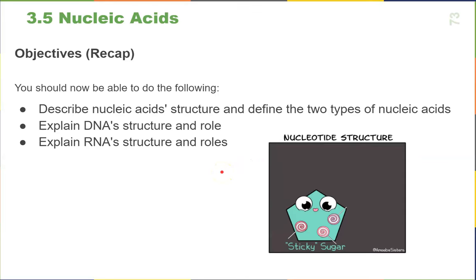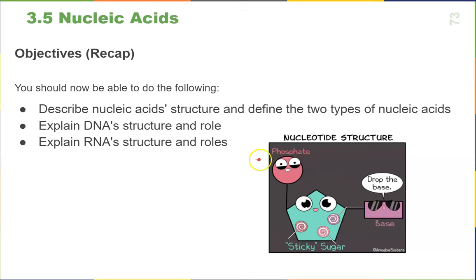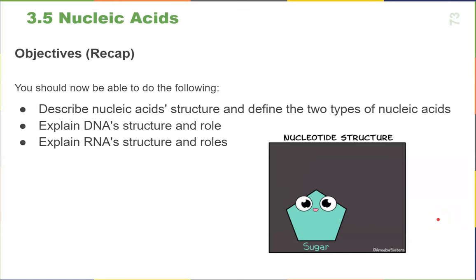Okay, so hopefully now you should be able to describe nucleic acids, their structure, and the two different types, DNA or RNA. Hopefully you can explain DNA's structure and role, and then RNA's structure and role. And then here is a nice GIF, which goes over the nucleotide structure, which again is your monomer.